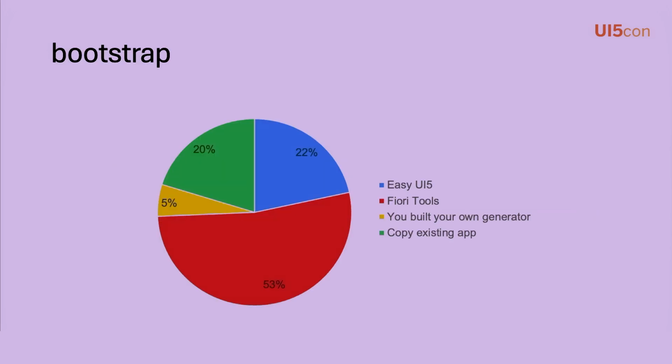So bootstrapping new applications, the dominant ones are the Fiori tools because they're in BAS and they're available there. Runner-up is Easy UI5 with all the options, and then, stab me in the heart, copy existing apps. Yeah, of course, that's the quickest way, but you build up technical debt. But we'll get to this later on in our interpretation of what this means.